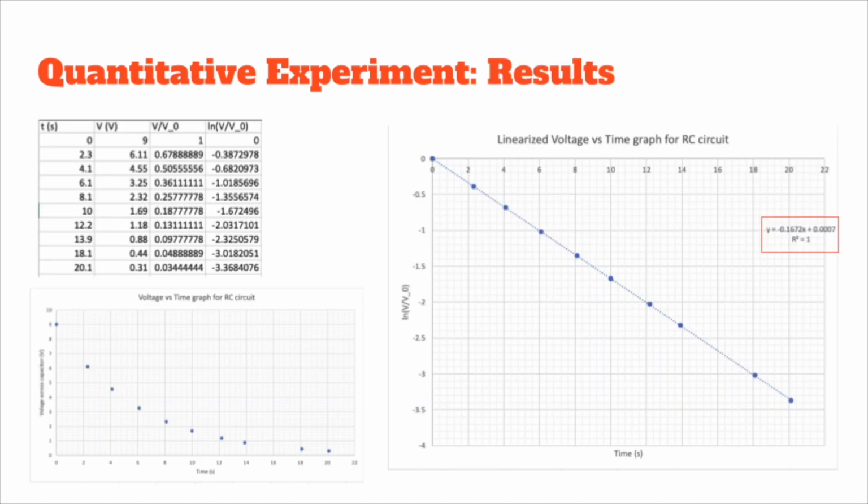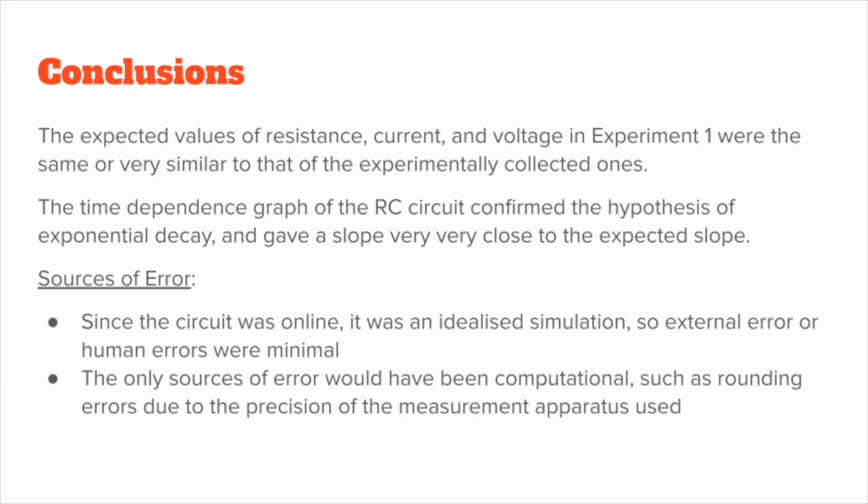Upon performing this experiment, we do see that the voltage versus time graph is that of exponential decay, and the linearized graph gives us a slope of negative 0.1672, which is very, very close to the expected value of negative 0.1667, and thus we can conclude that this experiment does in fact prove the time dependence of an RC circuit. Since this circuit was online, it was an idealized simulation, so external or human errors were minimal, so the only sources of error would have been computational, such as rounding errors due to the precision of the measurement apparatus.